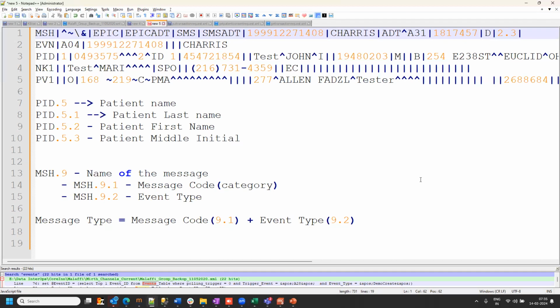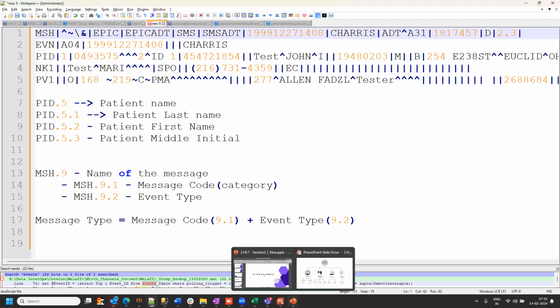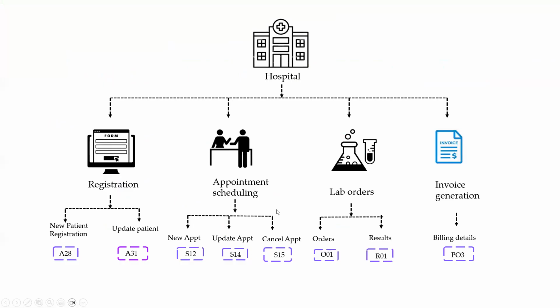Okay, now that we have seen what a trigger event is, and how HL7 messaging works based on this basic principle of trigger events, we need to go ahead and take a look at each and every common event that we have. So what we are going to do is take a look at each of these categories and understand what would be the structure of an HL7 message with the type of message code or the type of categories that we have.